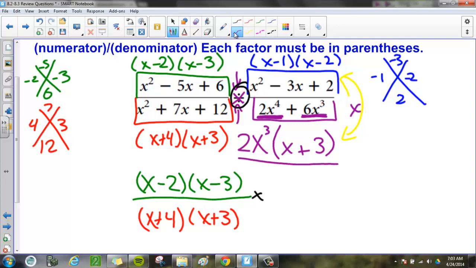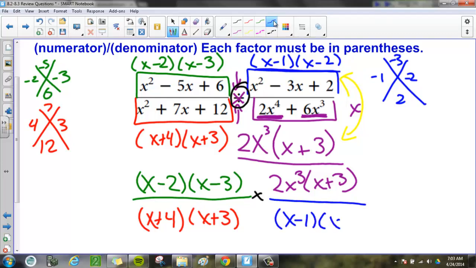Therefore, this 2x minus 3 plus 2x to the third times x plus 3 is going to go on top now. And then this x minus 1, x minus 2, that's going to go on the bottom. Okay, so we got top, bottom. Now let's just start canceling things off left and right. X minus 2 cancels off with that x minus 2. This x plus 3 cancels off that x plus 3.